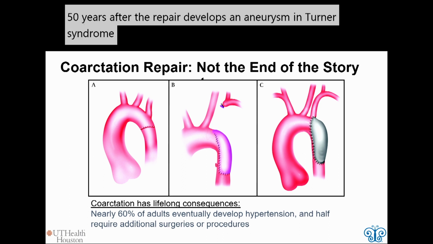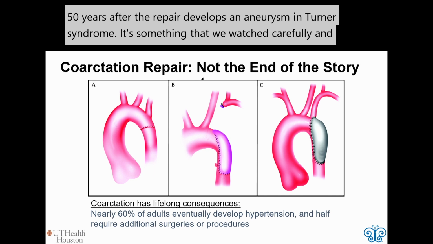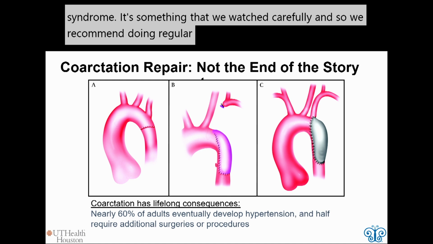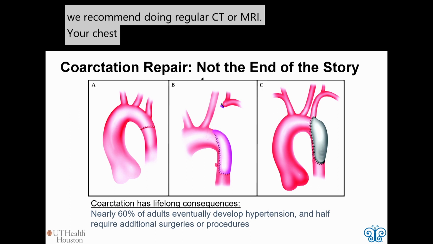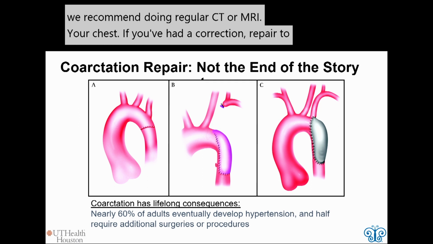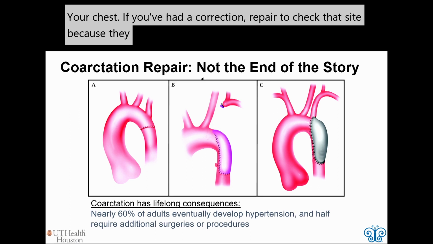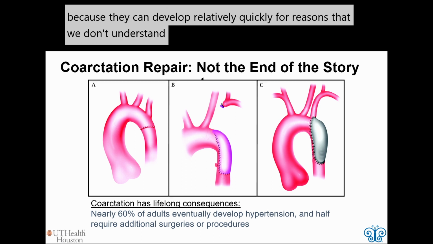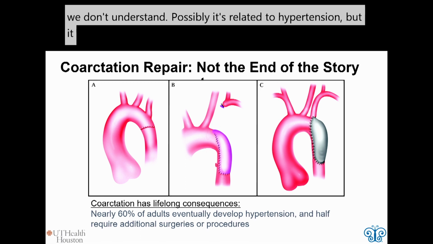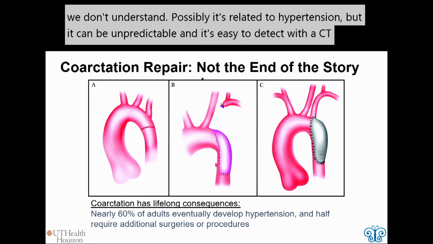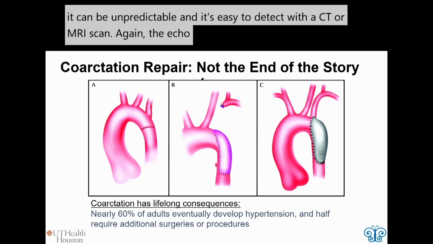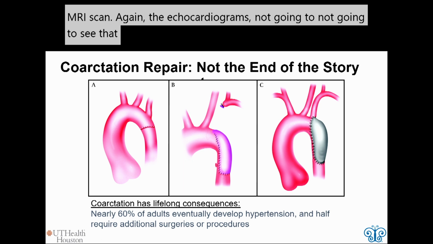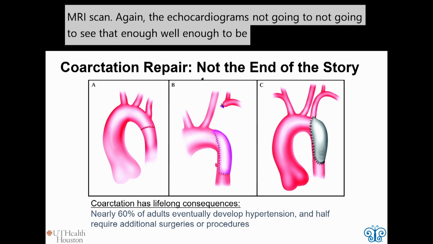It's something that we watch carefully, and so we recommend doing regular CT or MRIs of your chest if you've had a coarctation repair to check that site, because it can develop relatively quickly for reasons that we don't understand. Possibly it's related to hypertension, but it can be unpredictable. And it's easy to detect with a CT or MRI scan. Again, the echocardiogram is not going to see that well enough to be definitive, so we really need that additional imaging.